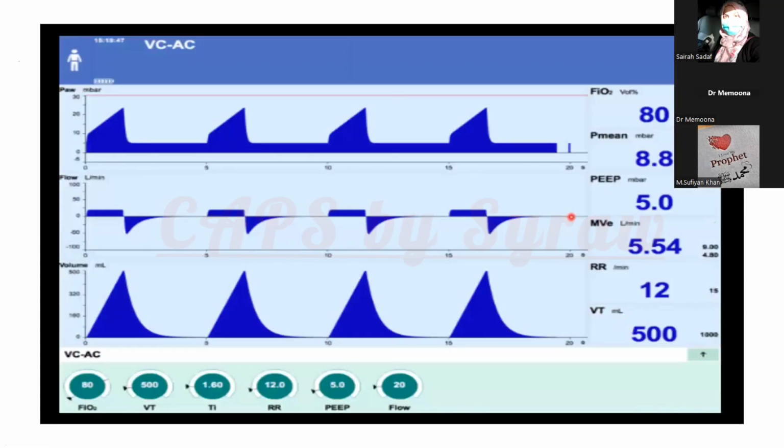This is how it looks on a vent screen. Here you can see at the bottom, we can set the inspired fraction of oxygen, tidal volume, and I time. This is the inspiratory time. A rate could be set. And here you can see that all the breaths look similar. All right. So this is the VCAC mode. So we have to set the tidal volume.